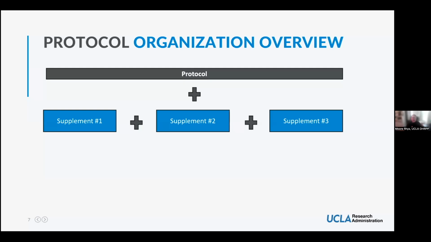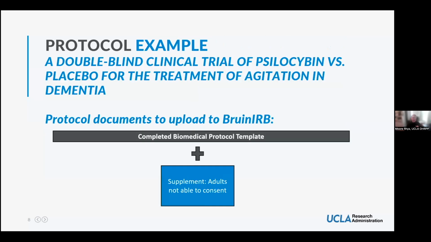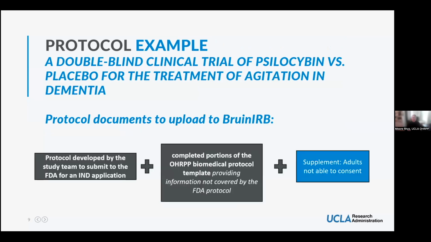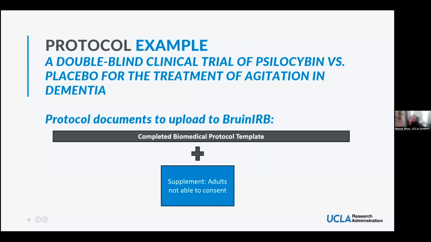But I'm going to go into some specific examples just to help you conceptualize what we mean by this. So I made up a study. It's a double-blind clinical trial of psilocybin versus placebo for the treatment of agitation and dementia. Okay. So just from the title, I can tell you that we'll need the biomedical protocol template, and we'll need the supplement for adults not able to consent because these are patients with dementia.